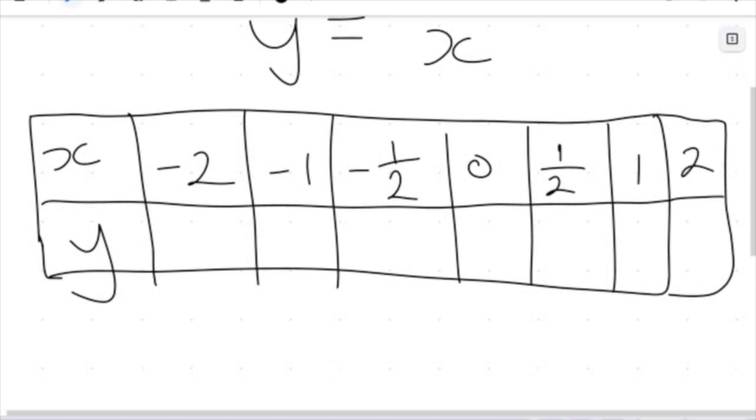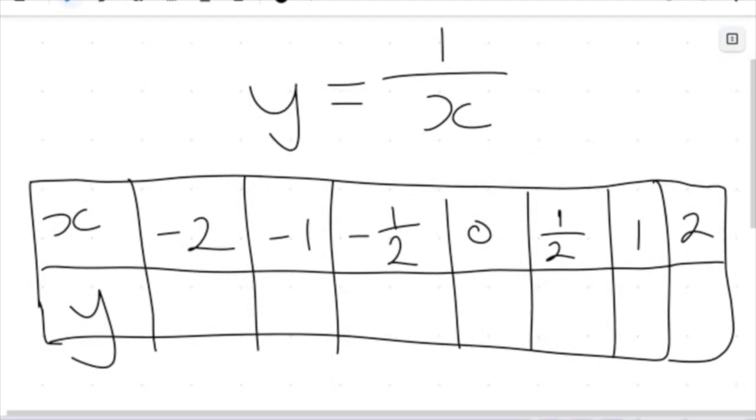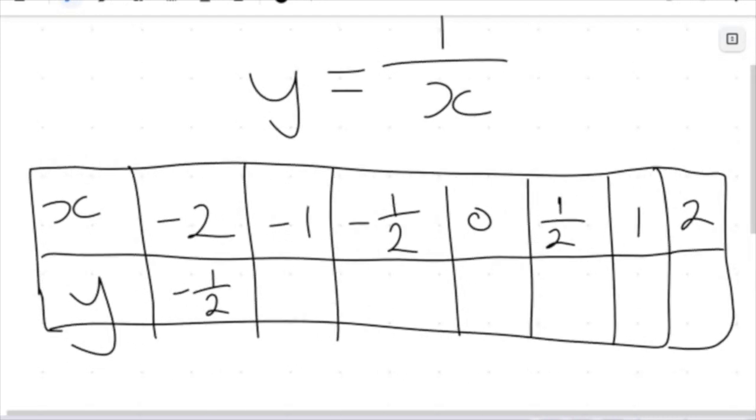Okay, so I want to substitute all of these in and kind of get a feel for what's going on here. Like with all functions, way back to linear relationships where we just looked at basic lines, we can always set up a table of values to give us an idea of what's happening here. So substituting in -2 for the x, that gives me 1 over -2 or -1/2. Substituting in -1 gives us 1 over -1, which is just -1.